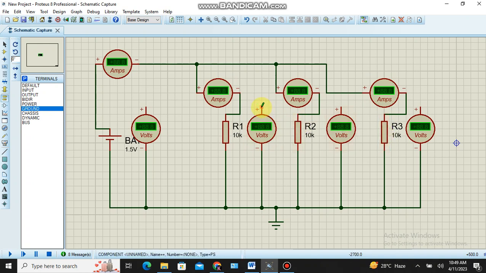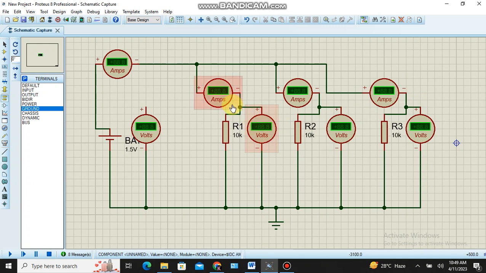In each parallel branch we have to measure the voltage across each resistance. So this voltmeter is connected across R1. That means the plus terminal is connected with the R1 plus, and the minus terminal is connected with the R1 minus. Likewise for R2, likewise for R3.